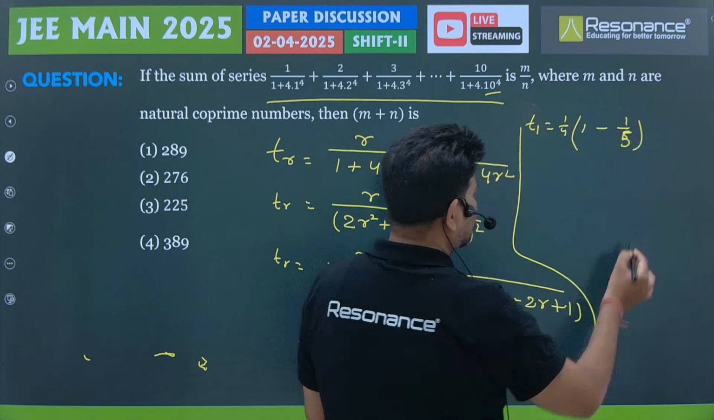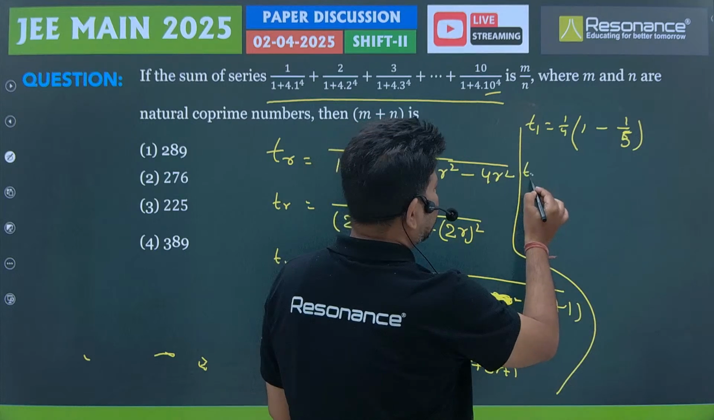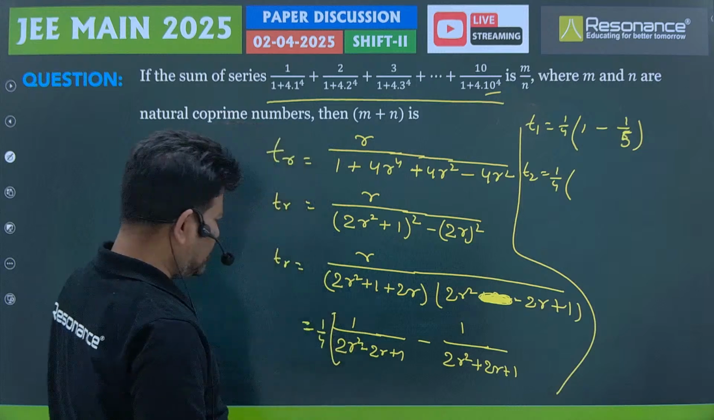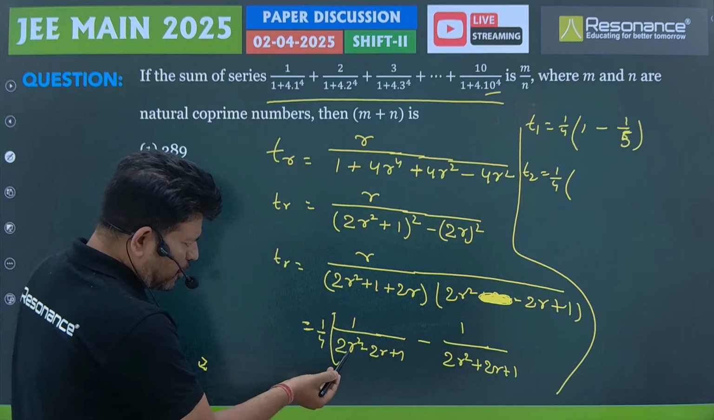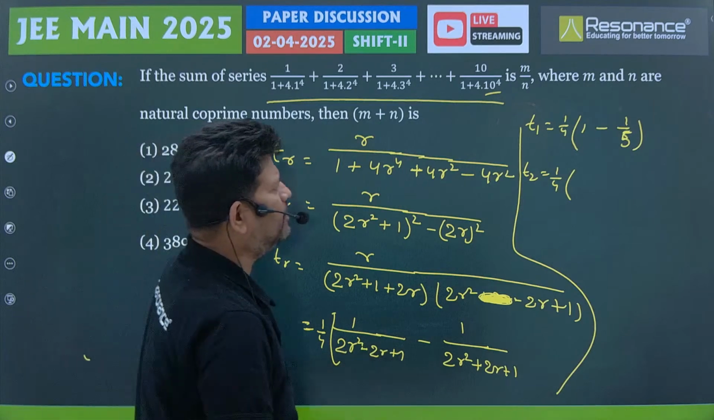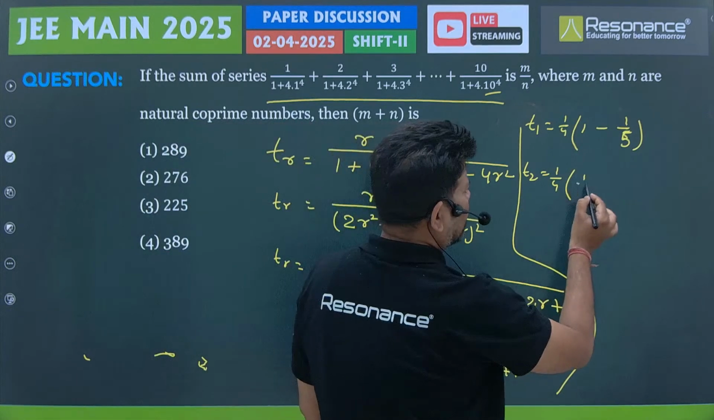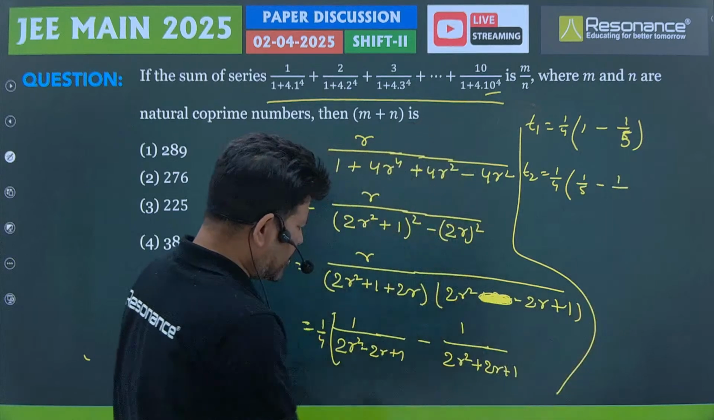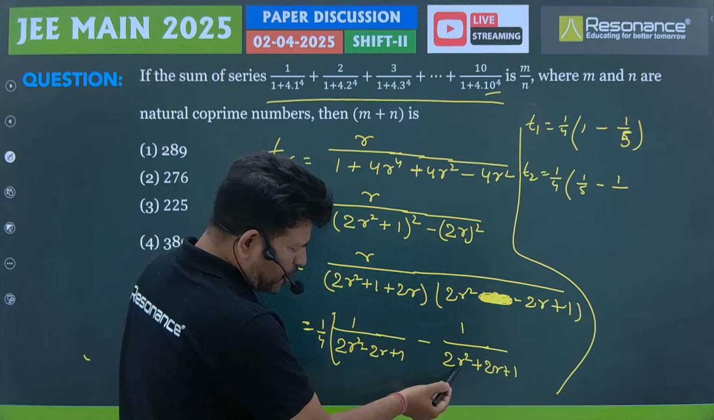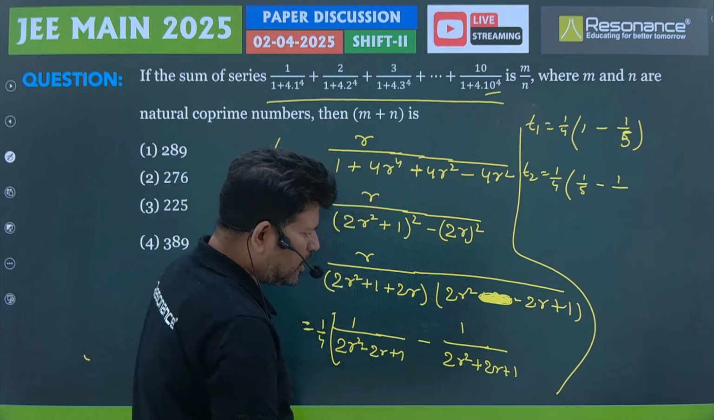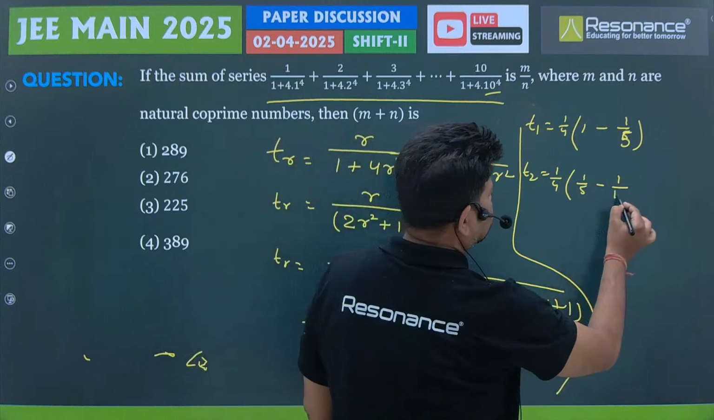If I am taking the T1, next we can take the T2. So 1 by 4. For the T2 you can keep here the value 4 into 2, 8, and here 4. So 4 plus 1, 5 we can get. 1 by 5 minus 1 by, here you can keep the value 4 into 2, 8. 8 plus 4, 12. 12 plus 1, 13.